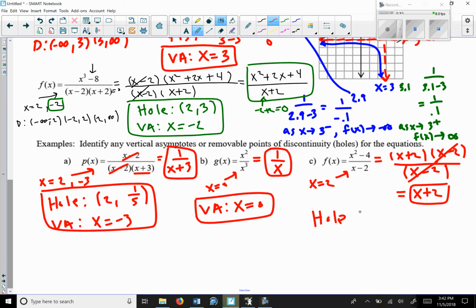at 2, 4. And again, that's because when I plugged it into my simplified answer, it no longer made my denominator 0, and that's why it's considered a hole of my equation. And that's it. Tomorrow we'll talk about horizontal asymptotes and how they affect our graphs.